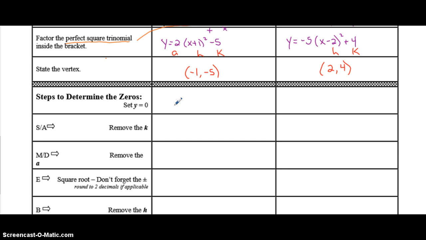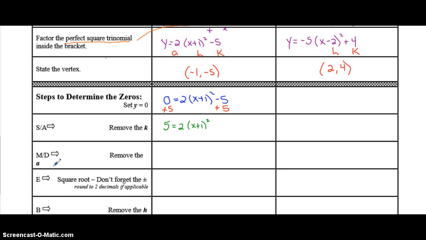So in that case, you would substitute 0 in for y, and use SAMDEB, if you remember SAMDEB, to isolate the x. So the first thing we do is remove the k value. So we're going to add 5 to both sides. So that means we have 5 equals 2x plus 1 squared.